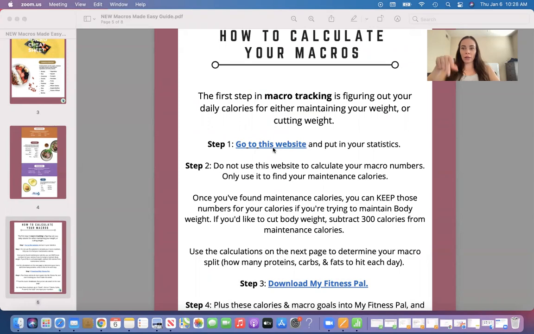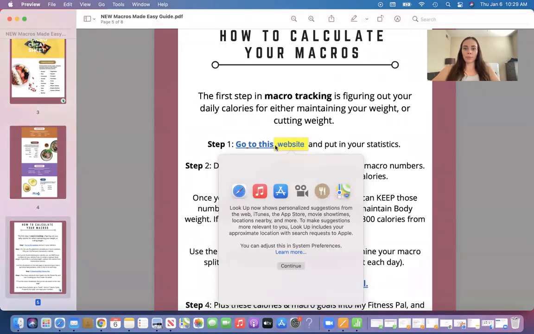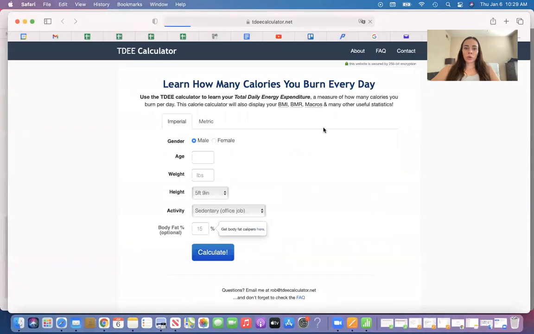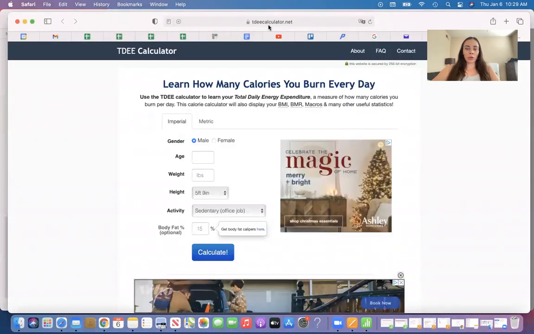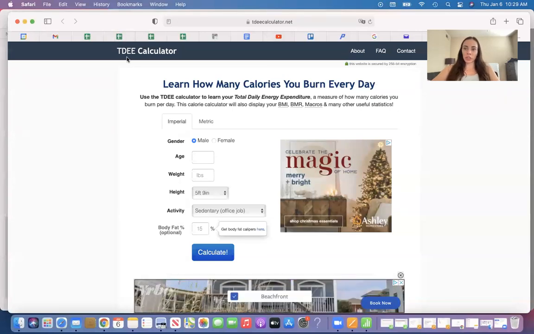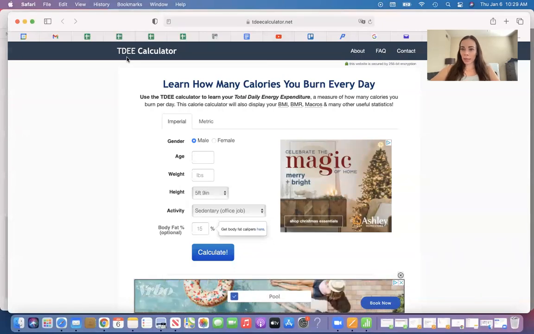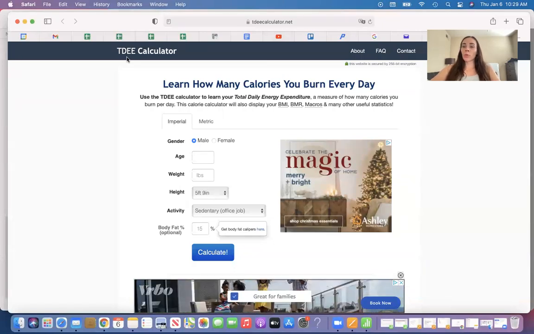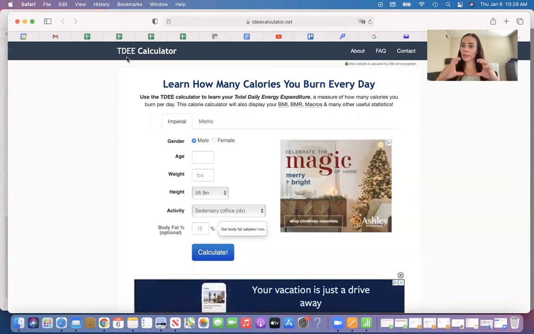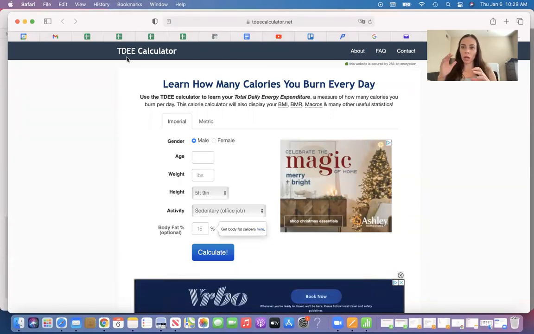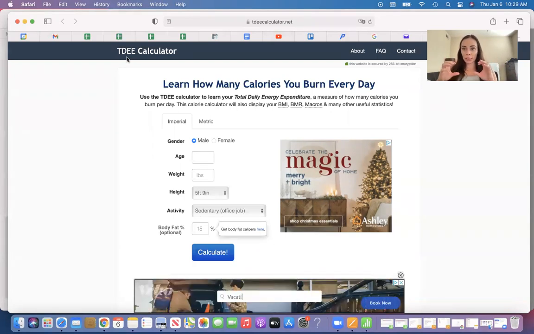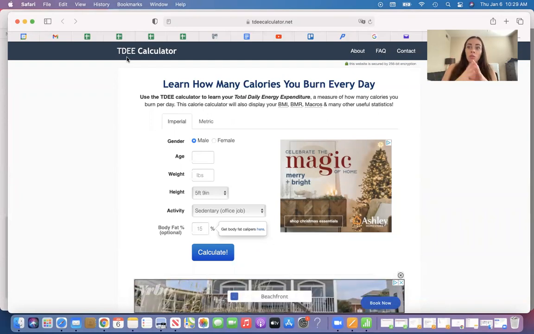Okay. Now I'm going to have a sheet pulled up to show you guys where my numbers are going to be at. Okay. So it's tdeecalculator.net. TDEE basically just means your total daily energy expenditure. So finding your maintenance calories will help you to know that if you eat this amount of calories every day, you should not lose weight, you should not gain weight, you should just maintain. Okay. So for maintenance, if you're trying to lose weight, we know that we have to be in a little bit of a deficit from maintenance.